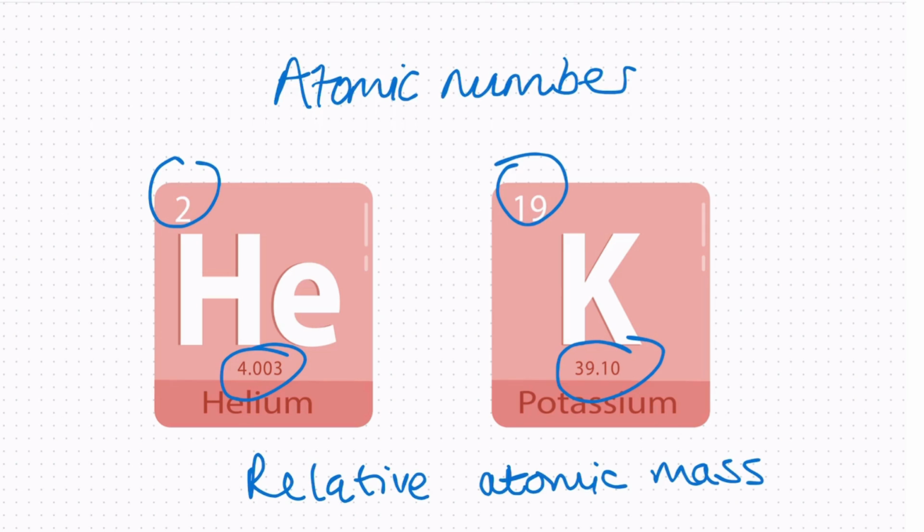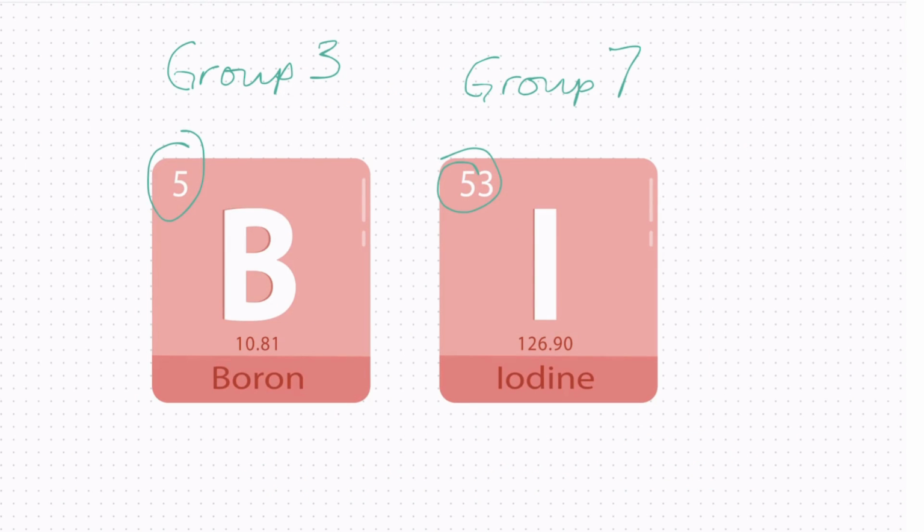Helium has an atomic number of 2, it has 2 electrons in its outer shell. Potassium, and we know from the previous slide, potassium is in group 1, and potassium also has 1 electron in its outer shell. Now, if we look at 2 more, we've got boron and iodine. Boron can be found in group 3, and the group number tells you that there's 3 electrons in the outer shell. And iodine is one of the halogens, and it's in group 7. Don't forget these numbers down here are what we can abbreviate to RAM, the relative atomic mass.